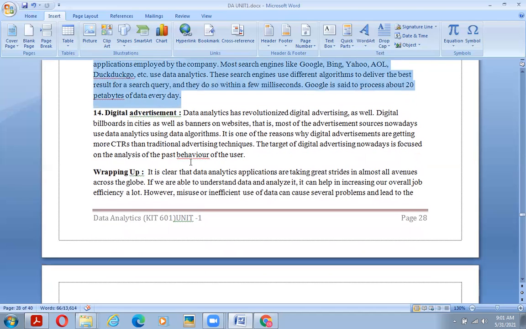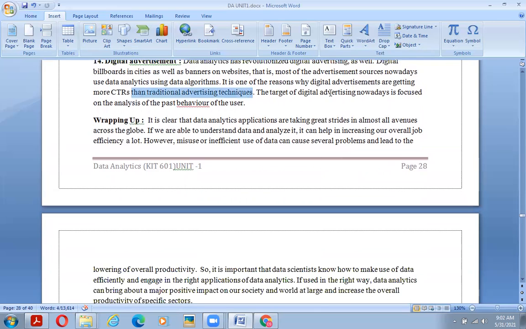Next is digital advertisements. Data analytics drives digital advertisements, from billboards in cities to banners on websites. Data is the source of most advertisements today. Using data algorithms is one of the reasons why digital advertisements are getting more CTRs than traditional advertising techniques. Digital advertising nowadays is more of an analysis of past behaviors.